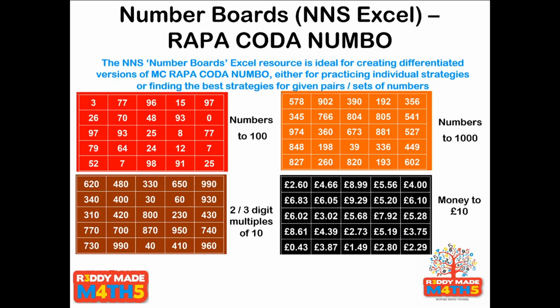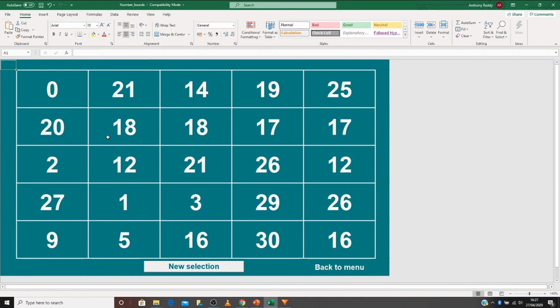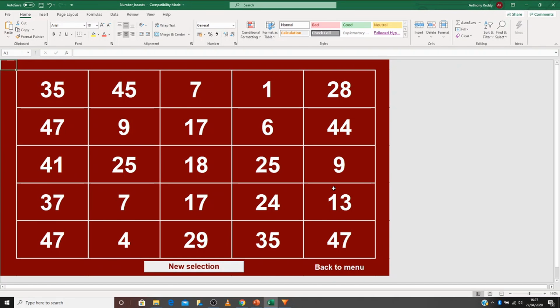Obviously, I'm not going to go through all of these. You can practice all the different strategies. I'll just show you the resource itself. It's not the most exciting looking resource, but it is really, really useful. I've got a menu screen that I can choose from. If I want to give children relatively easy numbers in Key Stage 1, just click on 0 to 30 or 0 to 50. That one generally works quite well, where we can pick out certain strategies and practice certain skills.